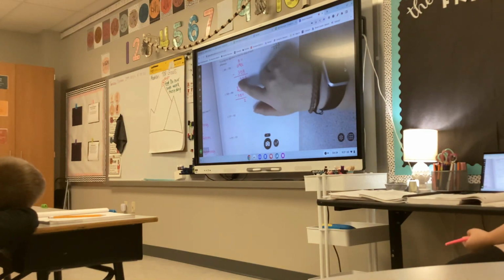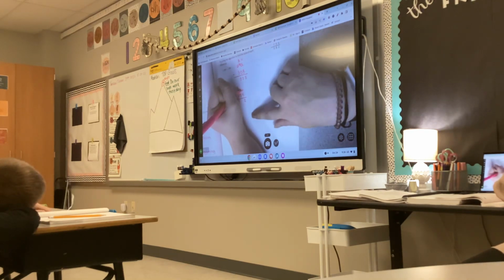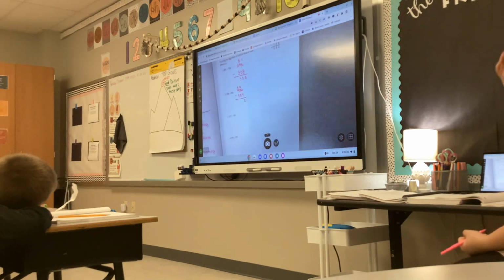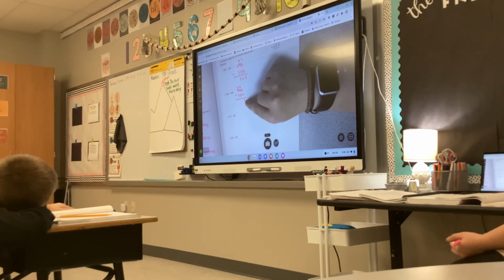So if I took from this 100 and moved it to our tens place, I'm going to turn this 2 into a 12, which also means 120 because 12 times 10 is 120. So now let's finish subtracting. 12 minus 8 is what, Matthias?